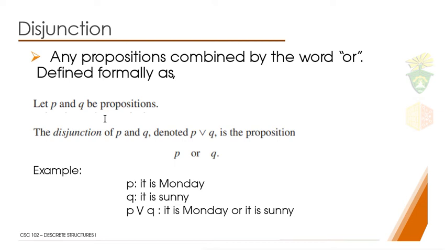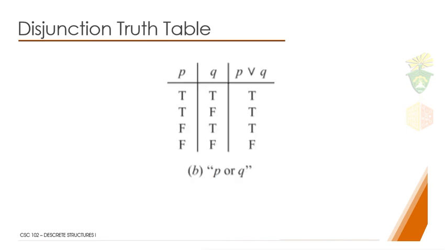The final truth value when we use the disjunction on propositions is represented in this truth table. We see that if either P or Q is true, then the final value of P or Q is true. If both P and Q are false, then P or Q is false. Okay, keep that in mind as well.